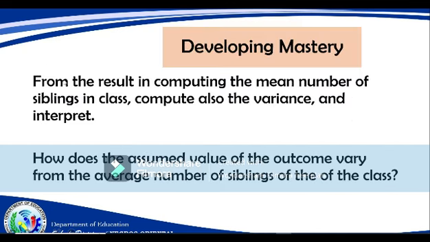Now, under developing mastery, from the result in computing the mean number of siblings in class, remember the last time when I asked you to compute the mean number of siblings in a class and compute also the variance and interpret. So you have to continue that because you're done with your previous activity. I think that's day 1. So you are going to compute the mean number of siblings in class as well as the variance. Then you are going to do the interpretation. Then how does the assumed value of the outcome vary from the average number of siblings of the class? You're going to answer that.